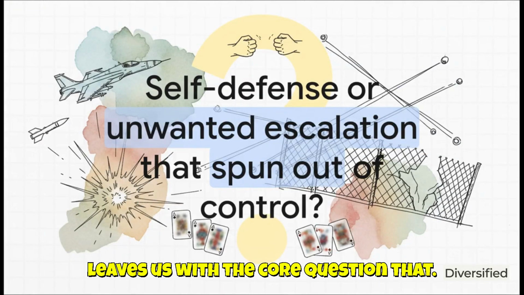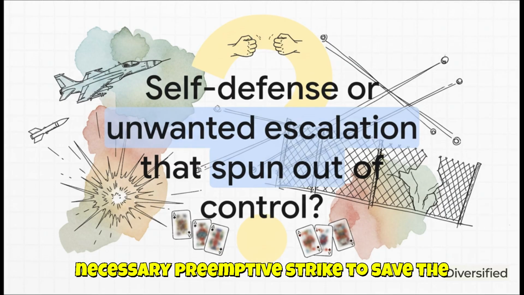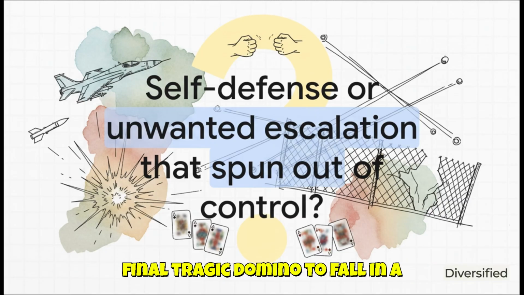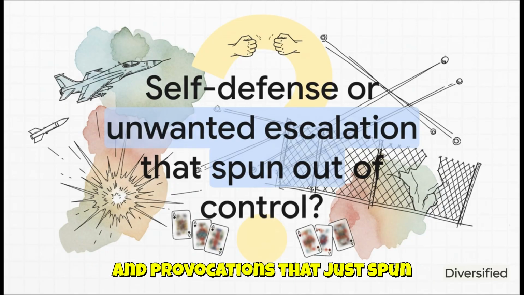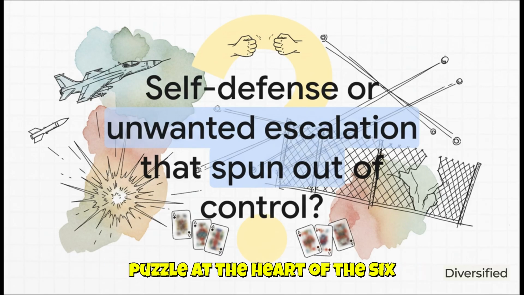And that really leaves us with the core question that historians still debate. Was this a necessary preemptive strike to save the country from destruction? Or was it the final tragic domino to fall in a chain reaction of bluffs, miscalculations, and provocations that just spun completely out of control? That's the puzzle at the heart of the Six-Day War.